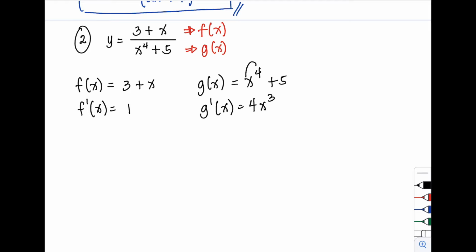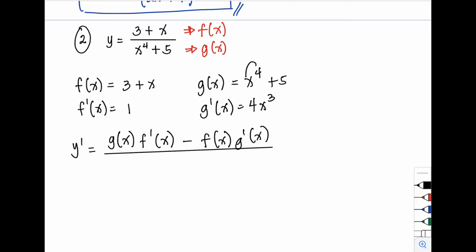Okay? So, meron na tayong f of x, f prime of x, g of x, and g prime of x. Ibig sabihin, pwede na nating i-apply yung ating quotient rule. So, again, ang formula natin, we have g of x times f prime of x minus f of x times g prime of x all over g of x square.